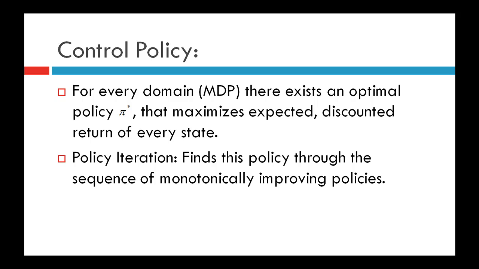So suppose you have a policy pi 1, then the policy iteration algorithm computes the value function for the policy pi 1, and then it makes the policy pi 2 greedy with respect to the value function of the policy pi 1. So in this way, the policy iteration algorithm computes the optimal policy for any MDP.